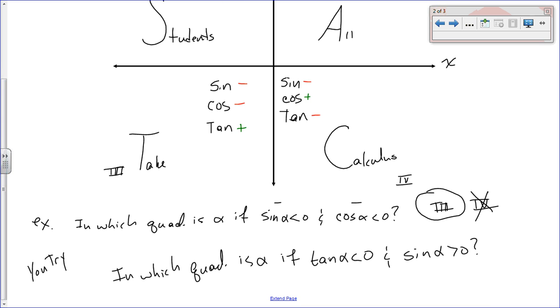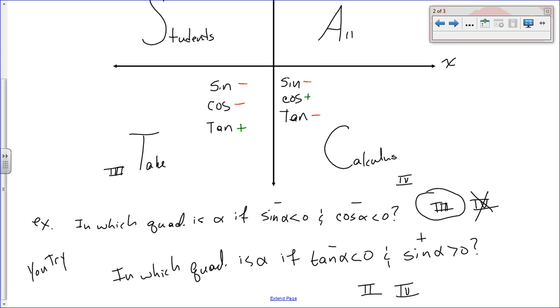All right, so the tangent is less than 0, so that means the tangent's negative, and the sine is greater than 0. That means the sine is positive. So let's start out with the first one. The tangent is negative. In which two quadrants is the tangent negative? Well, it's negative in quadrant 2 and quadrant 4.